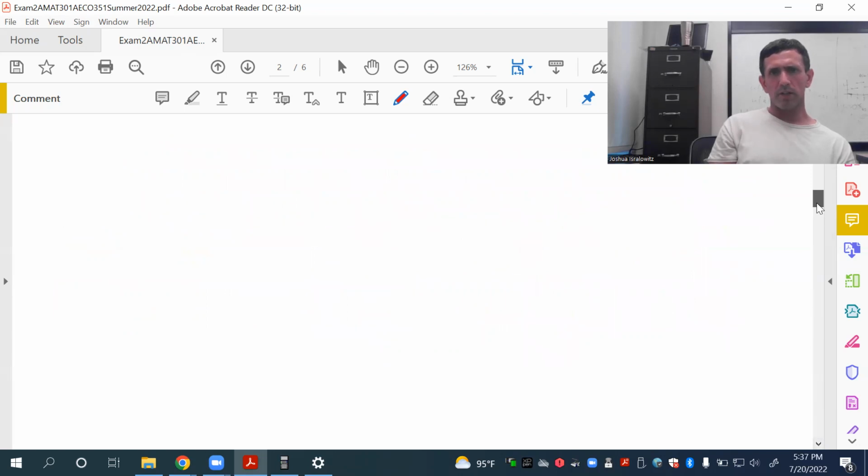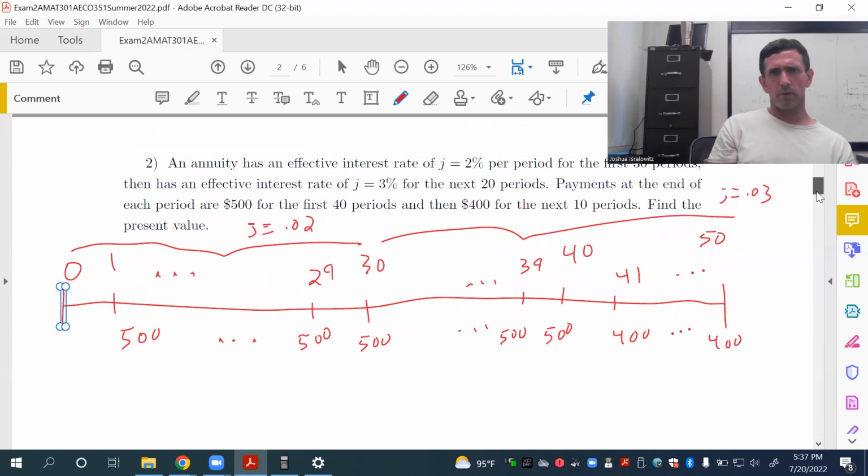All right, so we're finding the present values. Let's do the easy one, these 500 payments here. That's 500 a angle 30 at 2%. That's given at t equals 0. Sorry, it's a 30-year annuity.